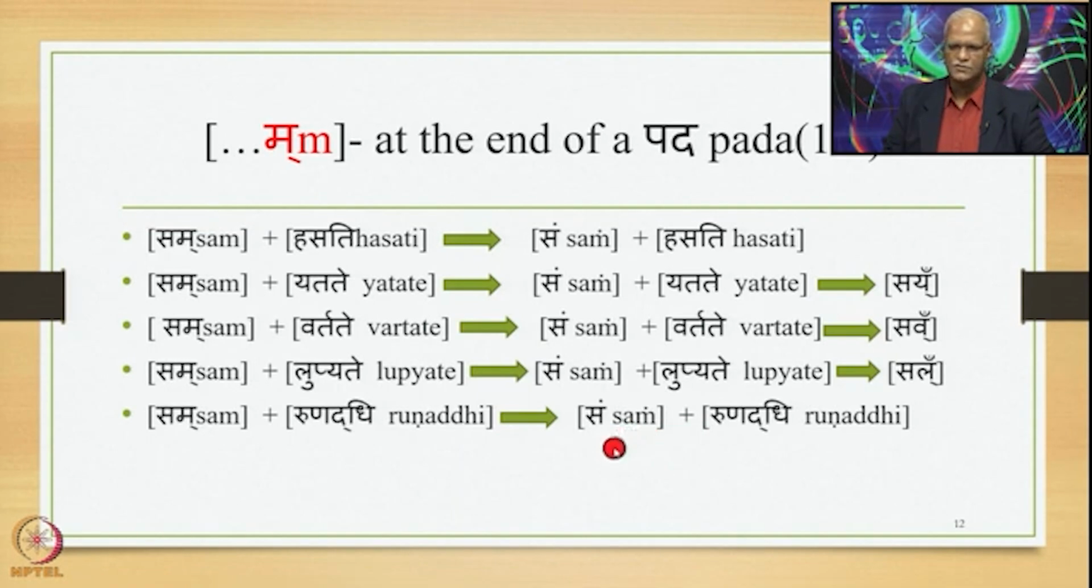So there is no substitution. You don't substitute this anuswara by ina, because ina could be the parasavarna, comes very close, but that does not happen because ra does not have a nasal variety.